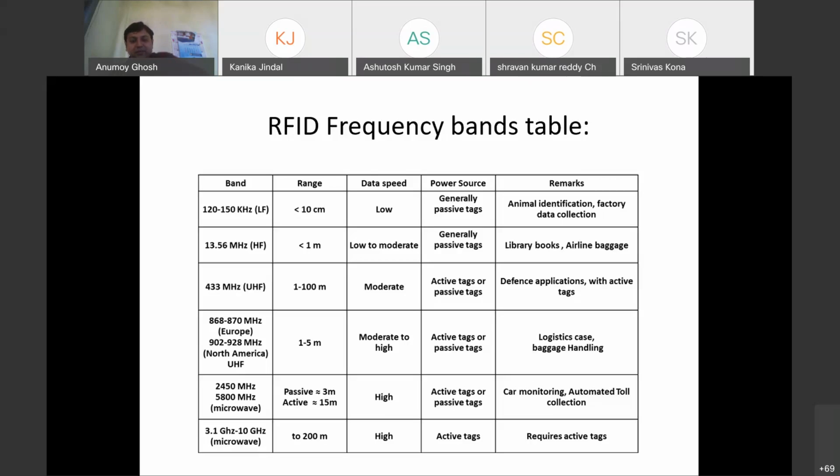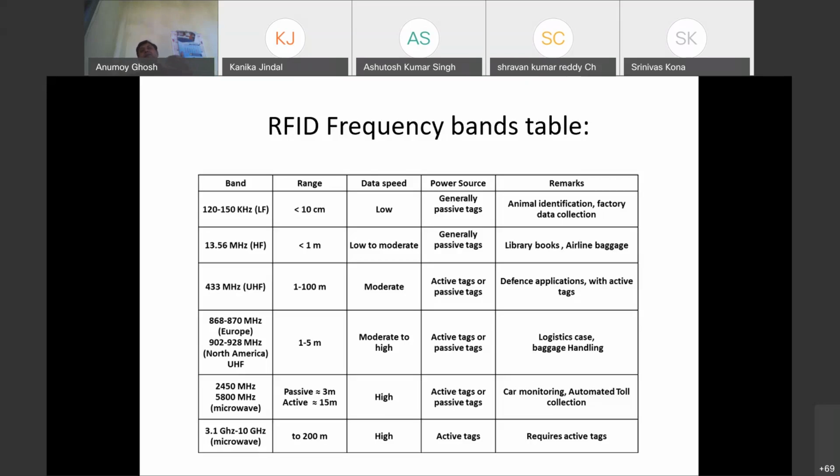Generally, when a tag is operating in the gigahertz range, it is a hybrid tag. It has an active module, and it also has a passive module. But whenever you go to very high frequency, say from 3.1 gigahertz to 10 gigahertz, the tags are active tags, because the higher the frequency, the more the attenuation of the wave. Keep this in mind.